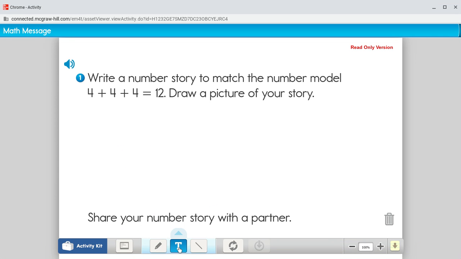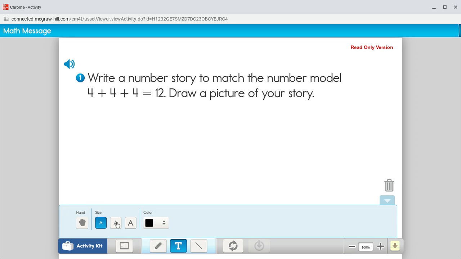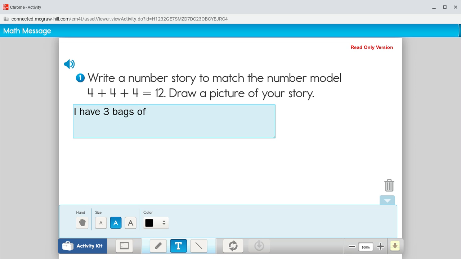So I'm going to put a text box in here. Right. So this is repeated addition. I'm looking for 3 objects that have 4 in each one. So here is what one of our number stories might look like. I have 3 bags of apples. There are 4 apples in each bag. How many apples in all?